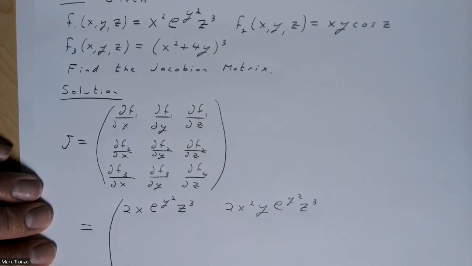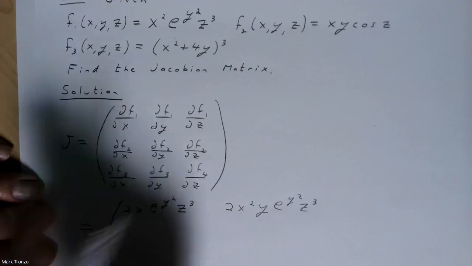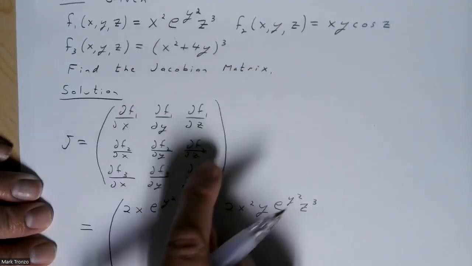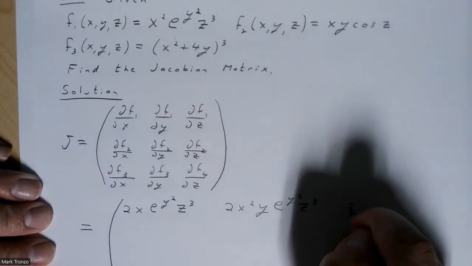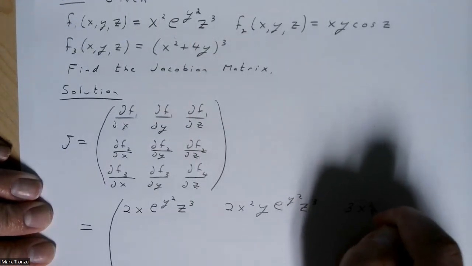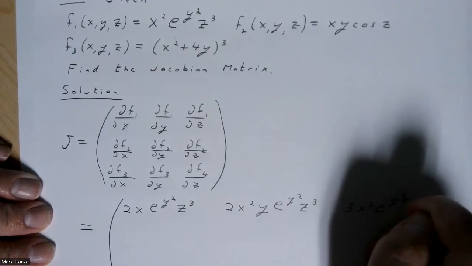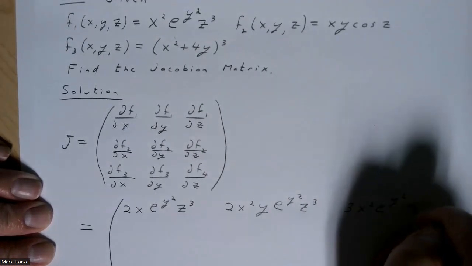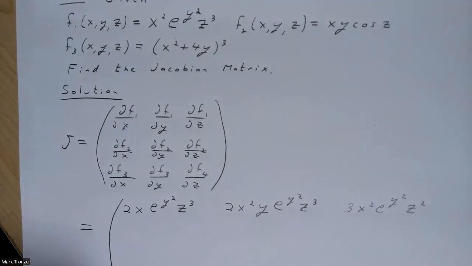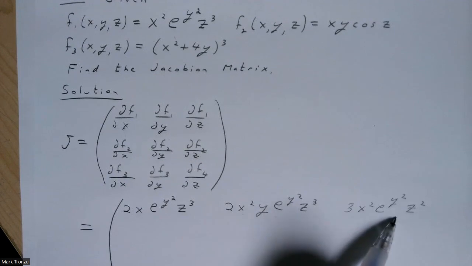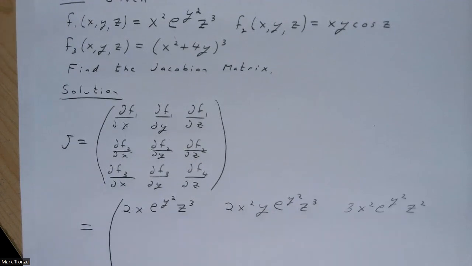And then we're going to take the derivative again of this function with respect to z. So we'll bring the 3 out front. 3x squared e to the y squared z squared, like that. So again, just double check, be sure this is right. Remember, this is the derivative with respect to y. And this one was with respect to z.